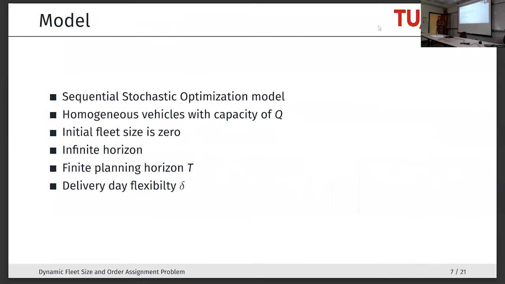So we model the problem using a sequential stochastic optimization model. We consider homogeneous vehicles with a capacity of Q, and we assume without loss of generality that we have an initial fleet size of 0. We consider an infinite horizon, but a finite planning horizon with capital T, and we consider a delivery date flexibility of delta. So an order comes in with a certain preferred delivery date, and we are allowed to deviate from that at most delta days.